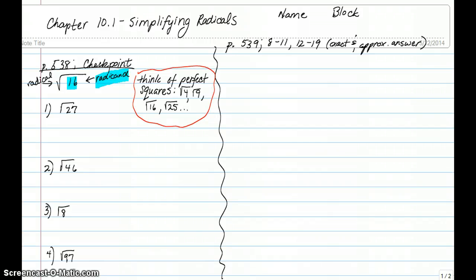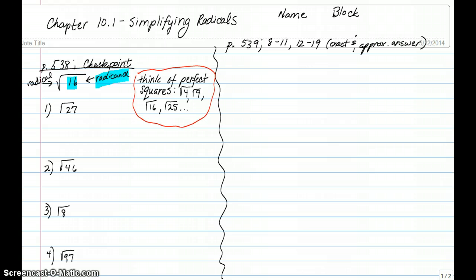This is chapter 10.1, simplifying radicals. It can also be called simplifying square roots. Your assignment will be page 539, 8 through 11, 12 through 19, and we'll be doing the exact and approximate answers. So on page 538, the checkpoint we have is where we're going to start doing our work.